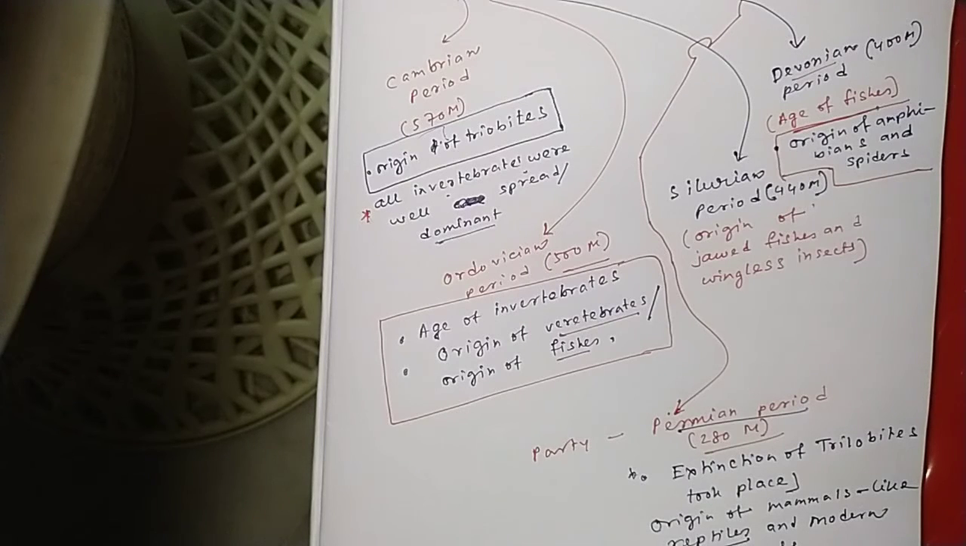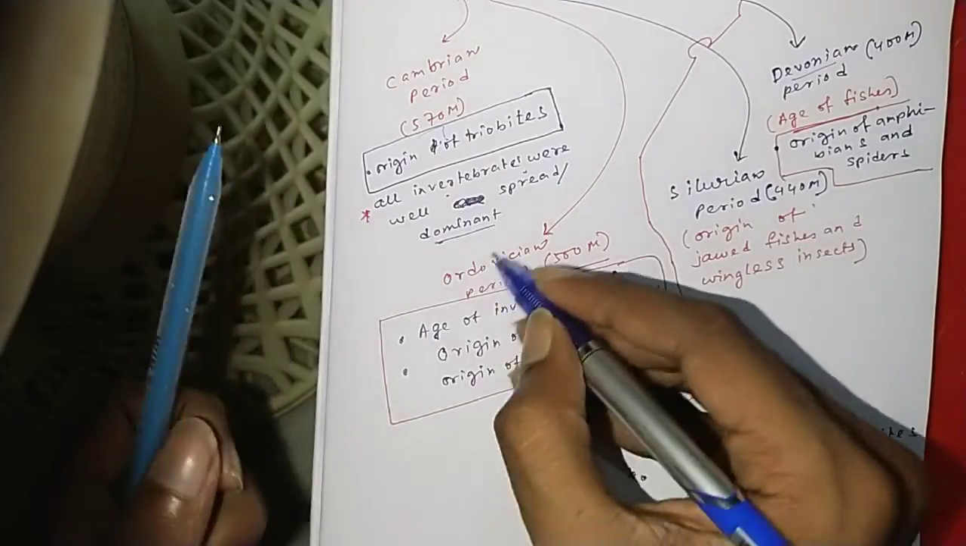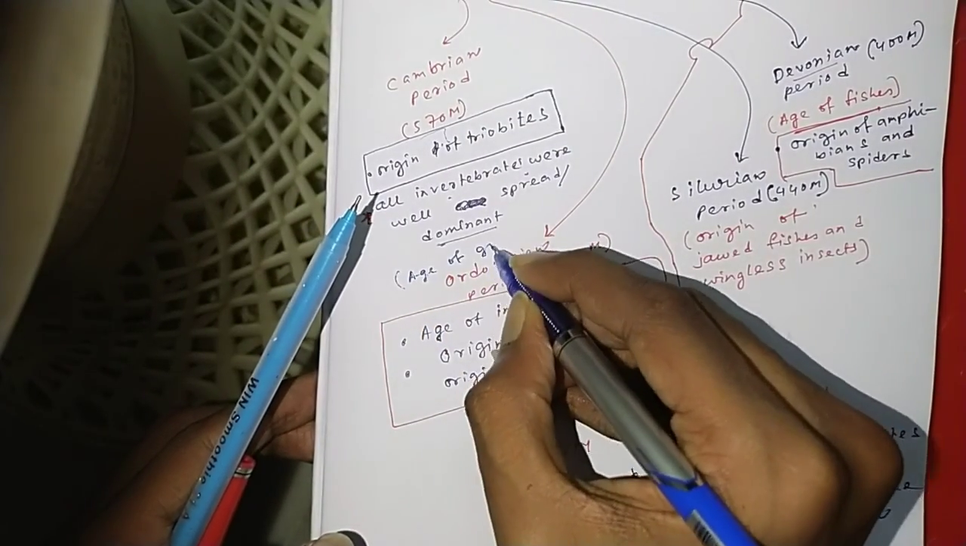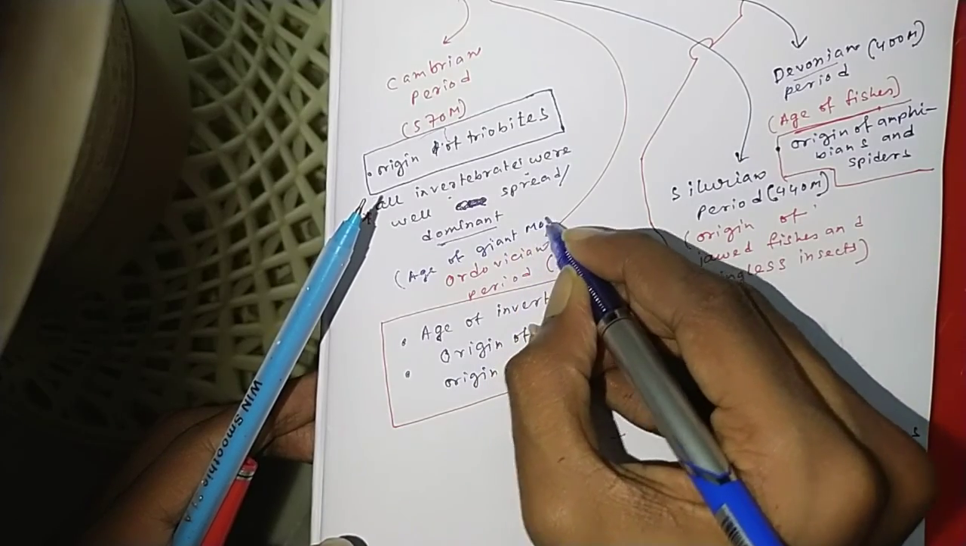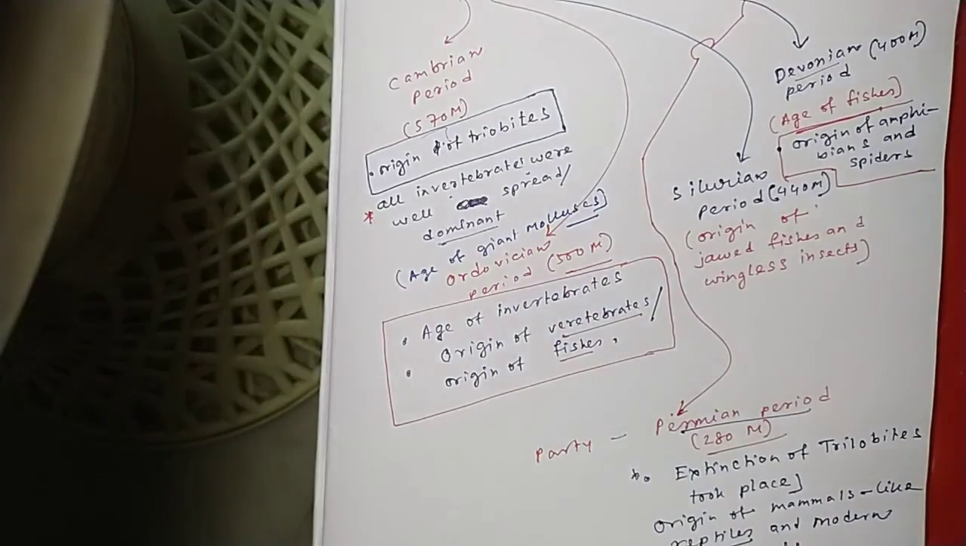Now, before talking about this, let me tell you that the Ordovician period is also called the age of giant mollusks. Okay, so the Ordovician is also called the age of giant mollusks. Okay, because of their abundance in this period.